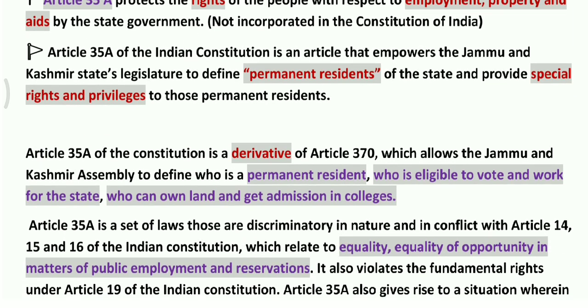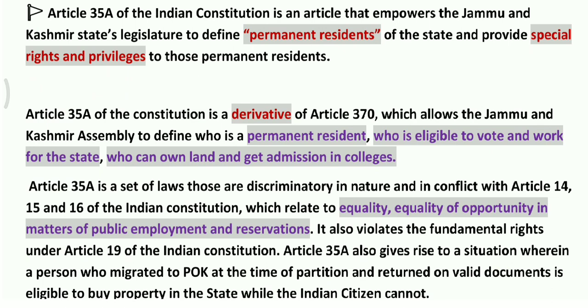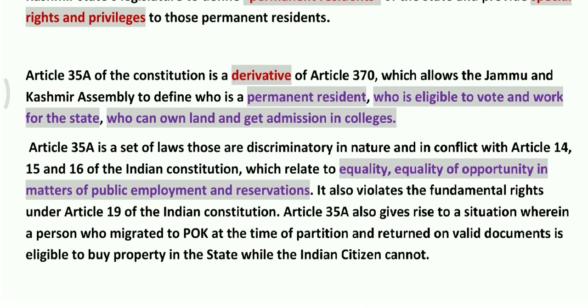Article 35A of the Constitution is a derivative of Article 370, which allows the Jammu and Kashmir Assembly to define who is a permanent resident, who is eligible to vote and work for the state, who can own land and get admission in colleges. Article 35A is a set of laws.